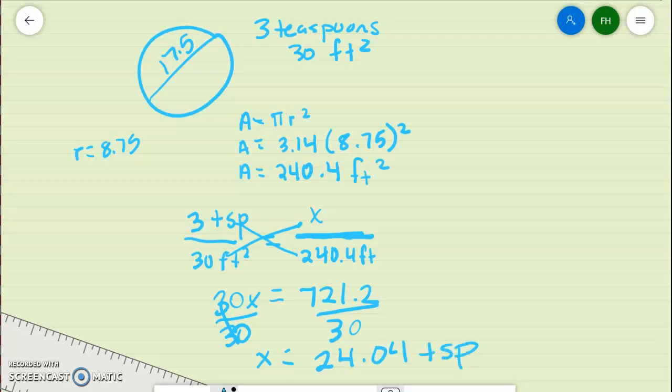teaspoons. And I don't know if she wants you to round it up to the next teaspoon. 24 teaspoons is not going to be enough. So you would probably get 25 teaspoons. But I see that the directions say round to the nearest tenths place. So the answer would be 24.0 teaspoons.